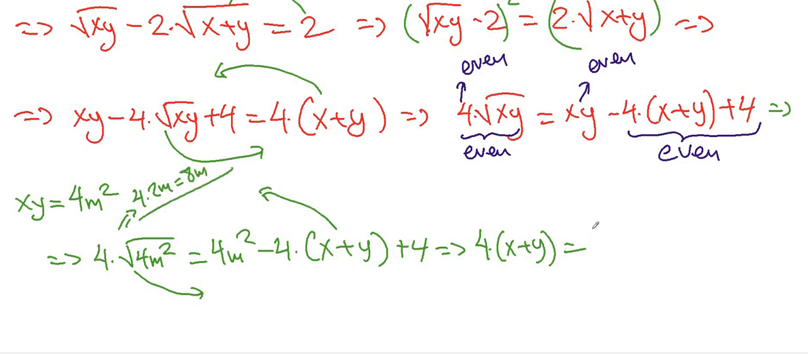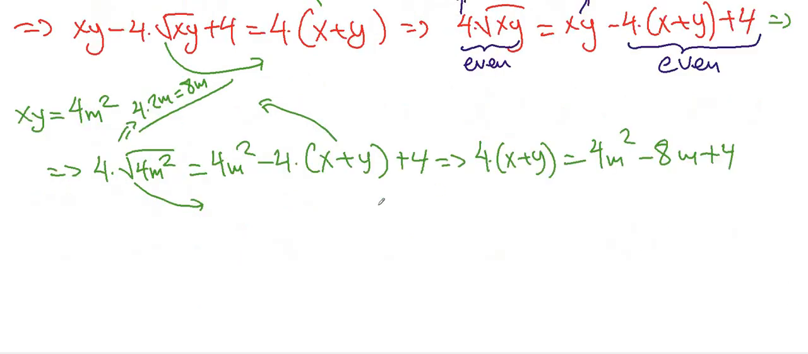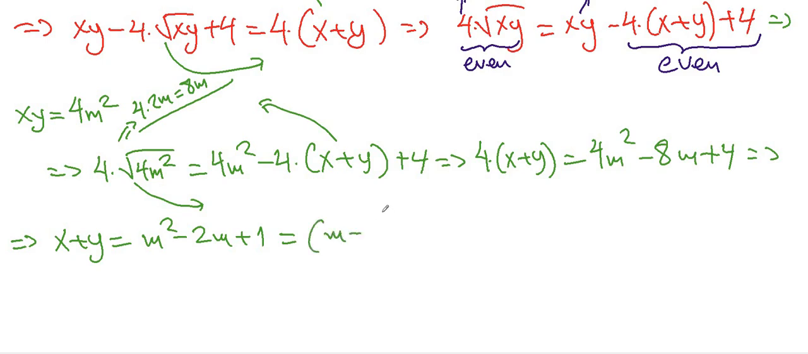So then I will get 4m squared minus 8m plus 4. Now dividing both sides by 4, I will get from the last equation x plus y is equal to m squared minus 2m plus 1, which is a perfect square, or in other words m minus 1 to the power of 2. So overall, we said that xy is 4m squared and x plus y is m minus 1 squared.